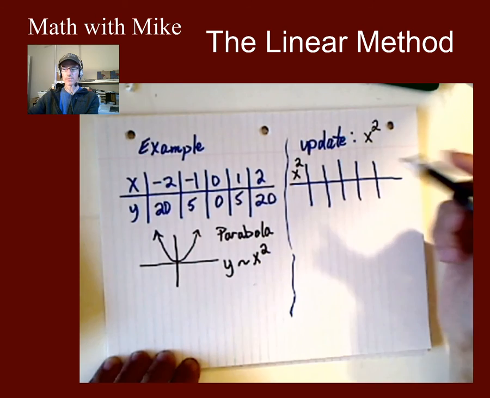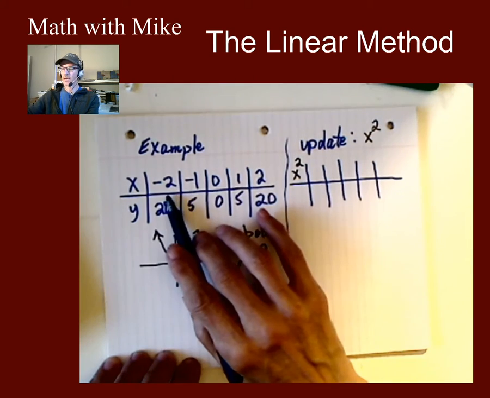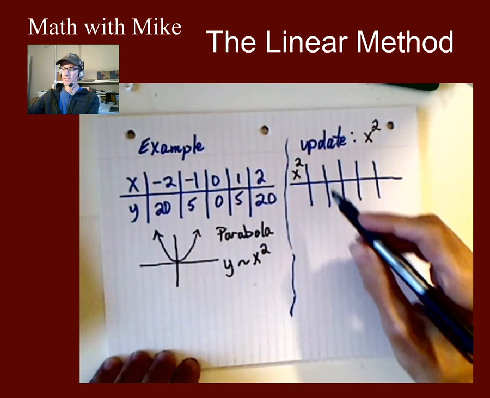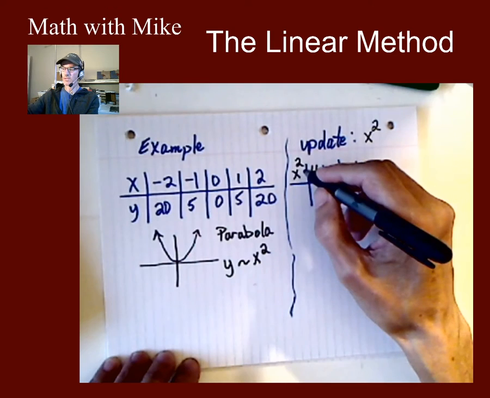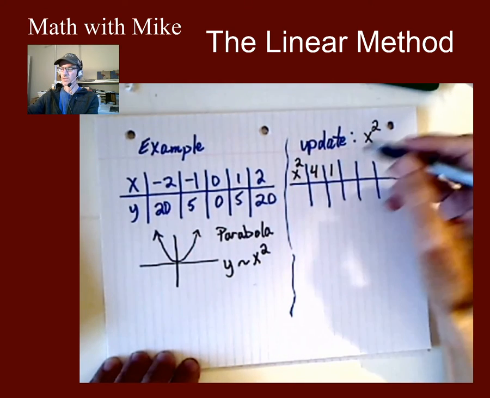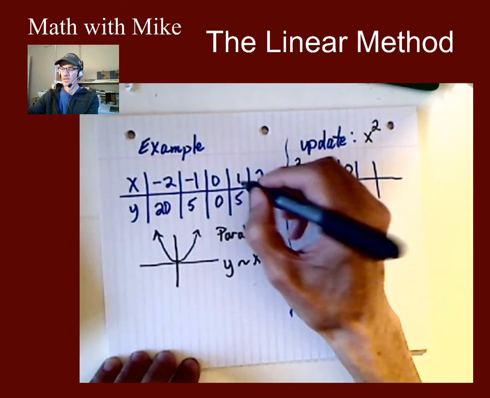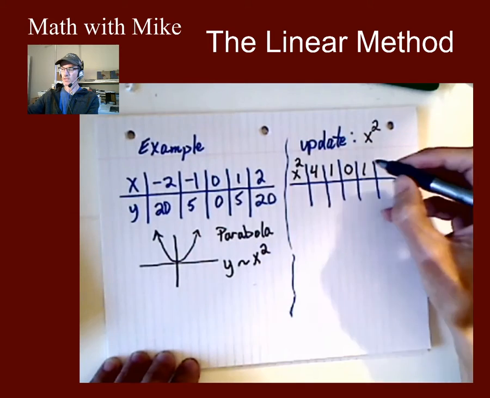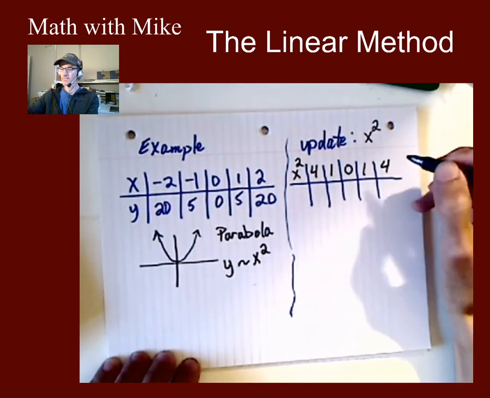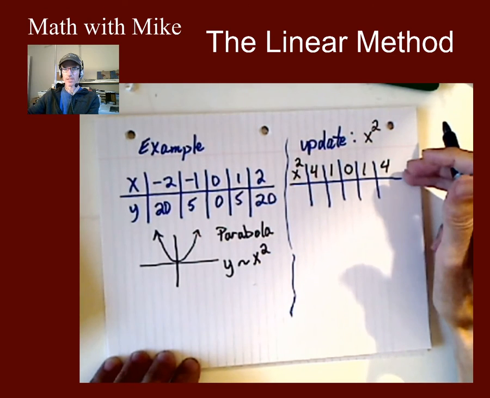Where do they come from? The original x's. So we got minus 2 squared, plus 4. Minus 1 squared, plus 1. 0 squared, 0. 1 squared, 1. And 2 squared, 4. Now hopefully that was nice. We had a look at this in the other video.